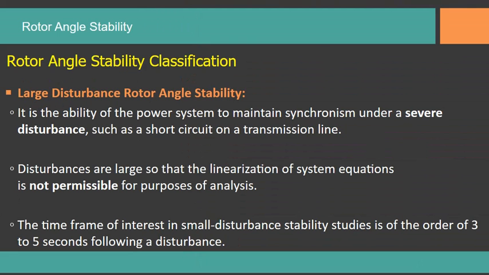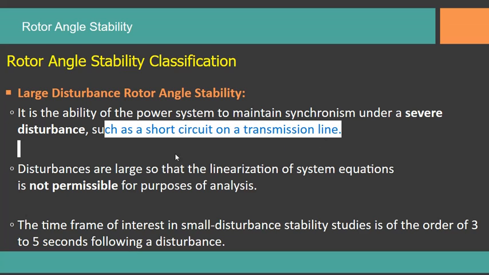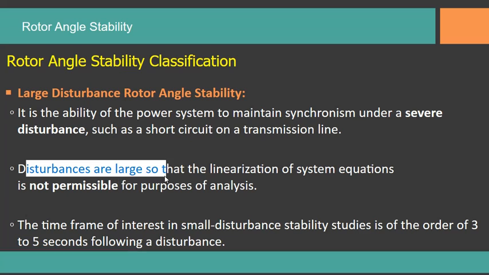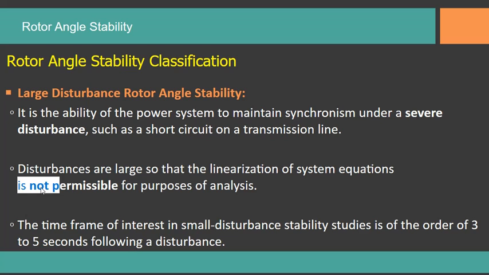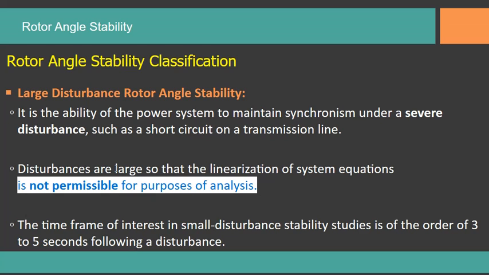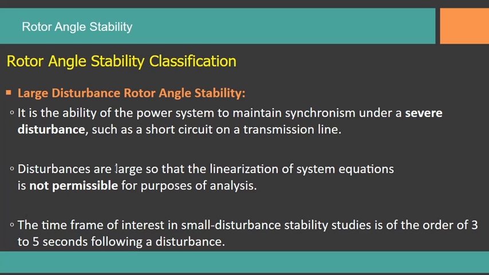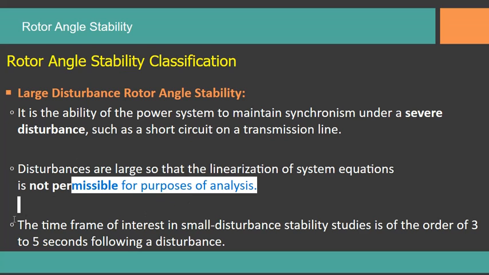Now come to the transient stability, that is, large disturbance rotor angle stability. It is the ability of the power system to maintain synchronism under severe disturbances such as a short circuit on a transmission line. The disturbances are so large that linearization of the system equations is not permissible for the purpose of analysis.